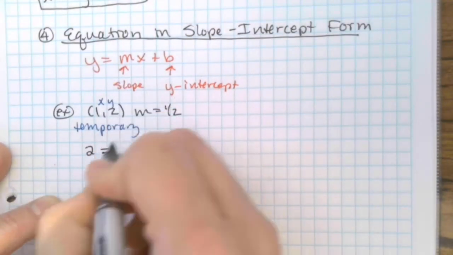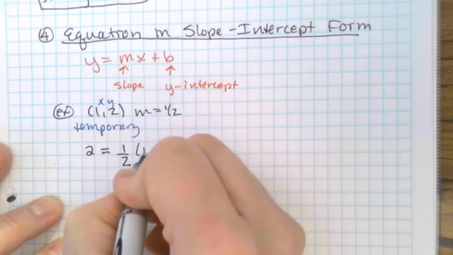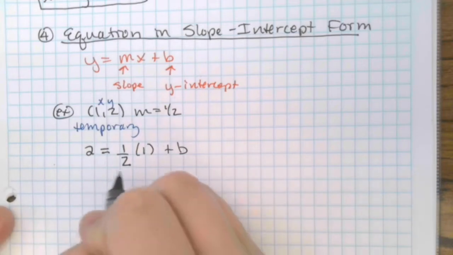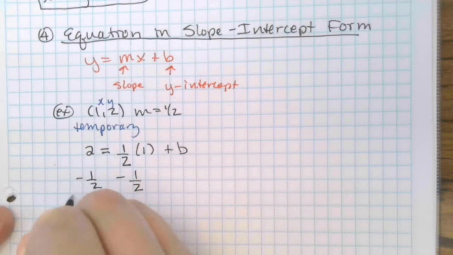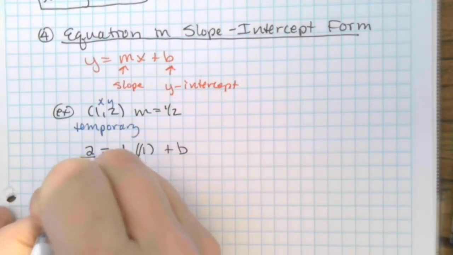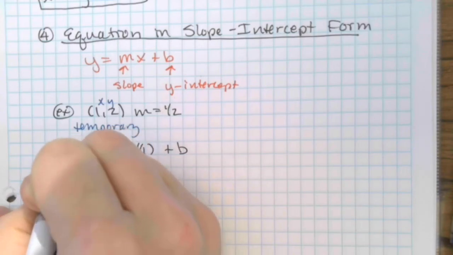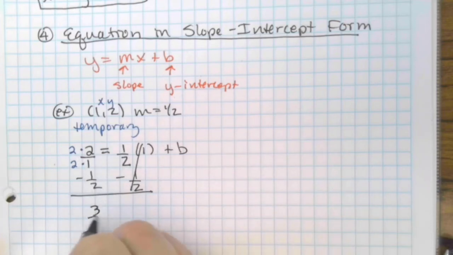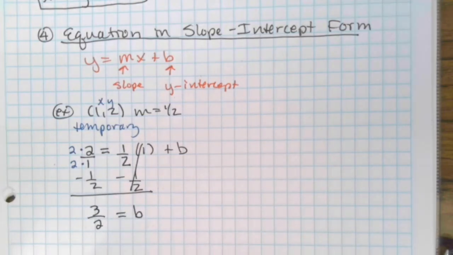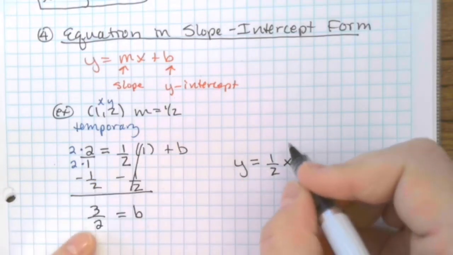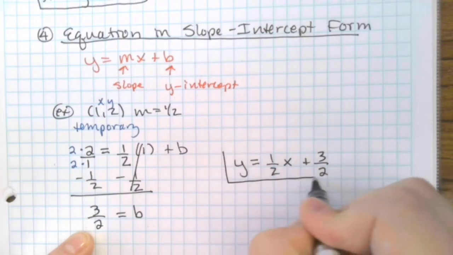So 2 equals slope, which is 1/2, times x, which is 1, plus b. So my temporary x and y in order to find the b value. All right, so 1/2 times 1 is 1/2, so I'm going to subtract 1/2 over to the left. Let's see, 2 is over invisible 1. We need a common denominator. I need the bottom to be a 2, so I multiply the top and the bottom by 2. So 4 minus 1 is 3/2. That's my b value. So my equation is y equals 1/2 x plus 3/2 for the b value.